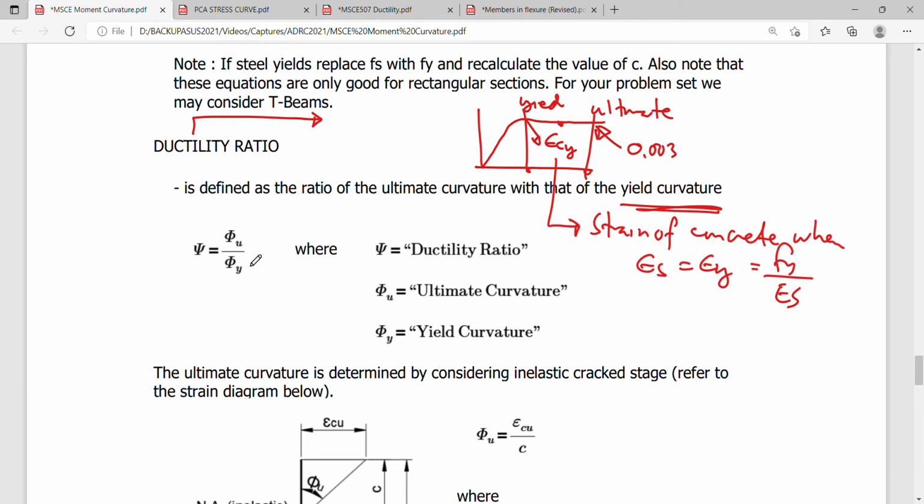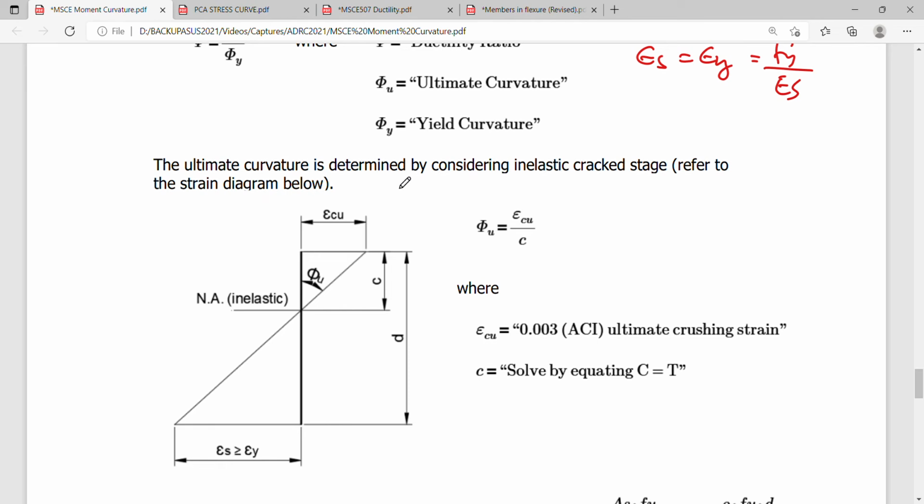Ang gagawin mo lang dyan, guys, solve mo lang si Phi tsaka si Phi. Okay, so paano? So the ultimate curvature is determined by considering the elastic crack stage referred to the stress strain below. So ito lang siya. Yung Phi, kukunin mo lang yung ratio nito. Because of small deformation theory class, small deformation means the angle is very small such that the tangent of your angle is simply the angle itself. Okay, so the tangent of phi is simply phi. That's why you simply make use of opposite over adjacent side, you get this one.